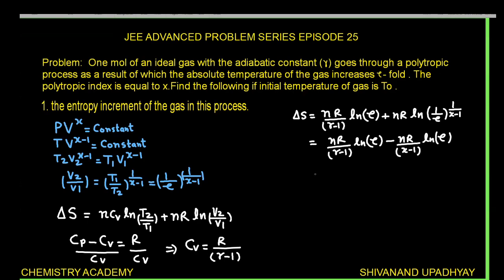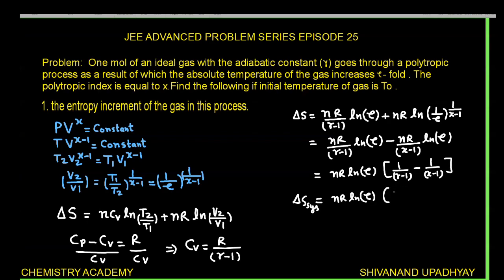So here nR ln tau can be taken common. So we can write nR ln tau, and this will be 1 upon gamma minus 1 minus 1 upon x minus 1. If I further simplify, I can write that the entropy change of the gas, meaning the entropy change of the system, is equal to nR ln tau. On simplification, I am getting the numerator as x minus gamma, 1 will cancel out, upon gamma minus 1 into x minus 1. So this is the entropy change of the system.